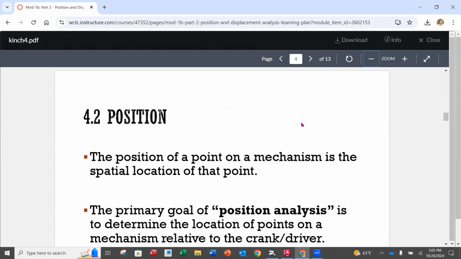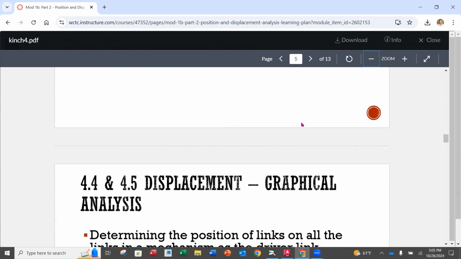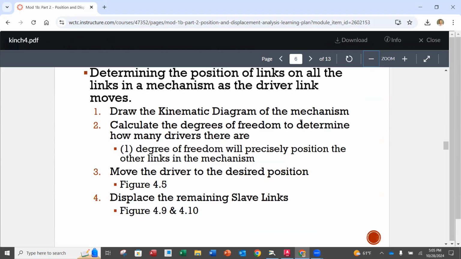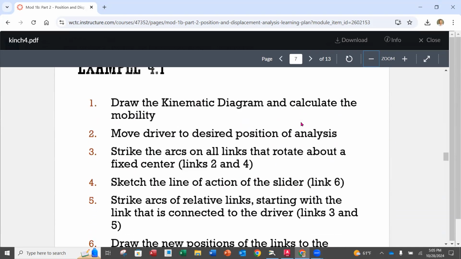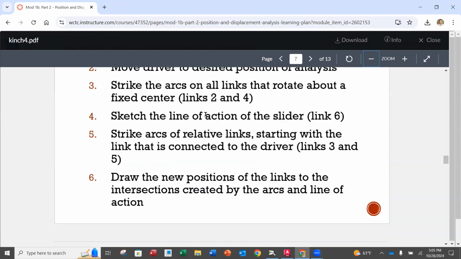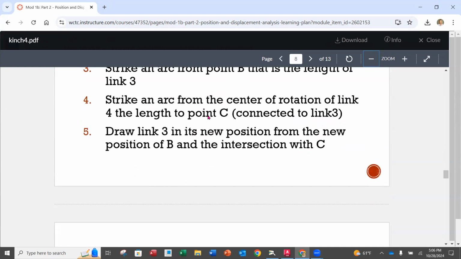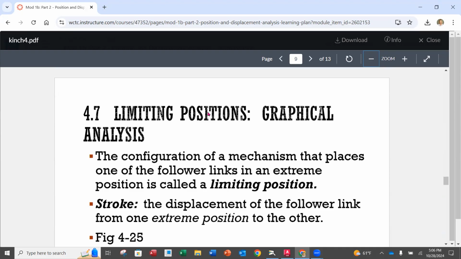We looked at kinematic analysis, we looked at position, displacement, and we did a couple examples, graphical analysis only, where we set up the kinematic diagram, and then we moved the crank a certain amount, and then we determined where the other links that were connected had now new positions based on that location. So we did example 4.1, we did example 4.2, and that's where we left off, okay?